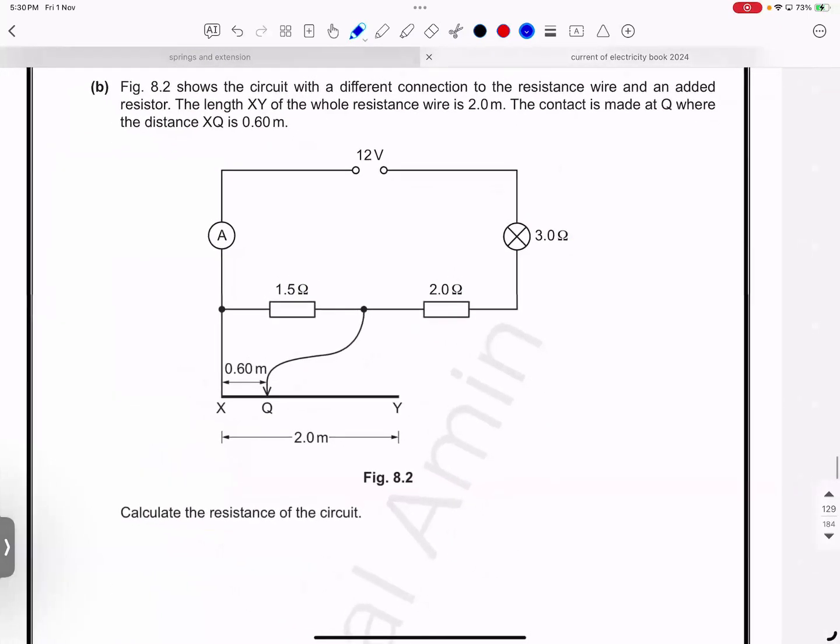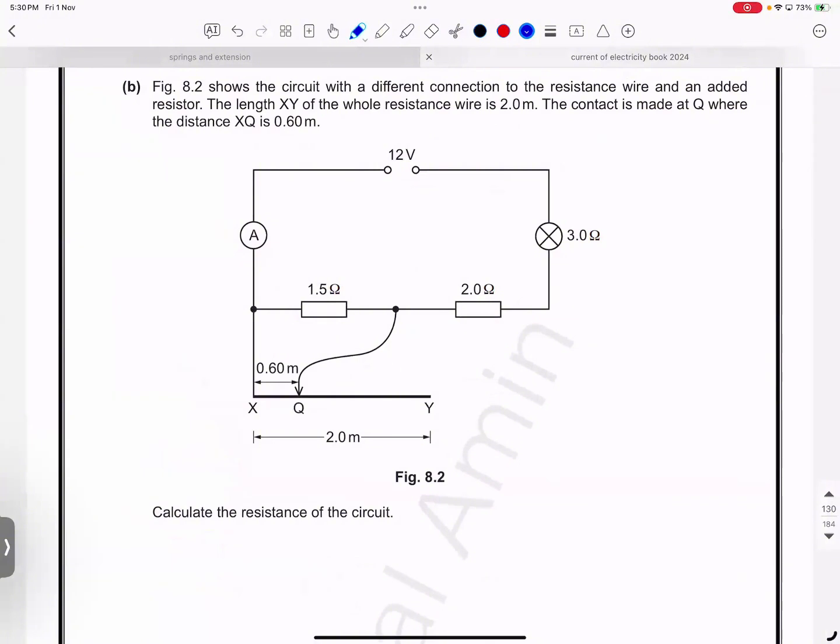Next. The figure 8.2 shows the circuit with different connections, so that is a star question. Put double star. You will rewatch this question 2 times and attempt again. The figure shows the circuit with different connections to the resistance wire and added resistors. The length XY of the whole resistance wire is 2 meters. But now in the section XQ, 0.6 meters is used. The contact is made at Q, where the distance is 0.6. Find the resistance of the circuit.